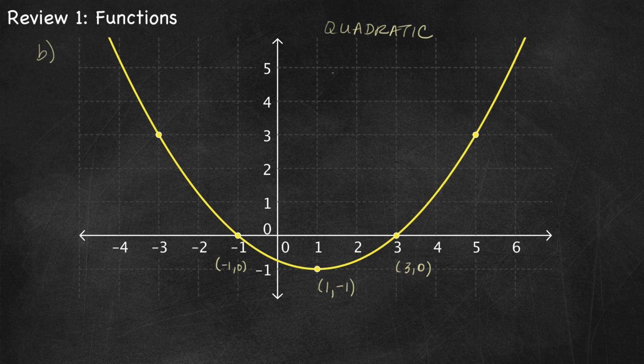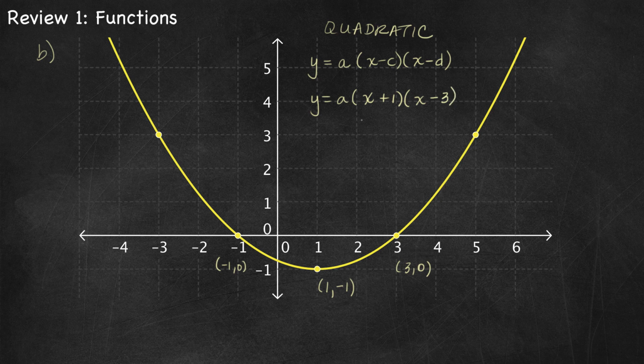I'm going to go with factored form. So factored form in general is going to look like y equals a times the quantity x minus c times the quantity x minus d, where the c and the d are my x-intercept values. So I have y equals a times x minus -1, or x plus 1, times x minus 3.